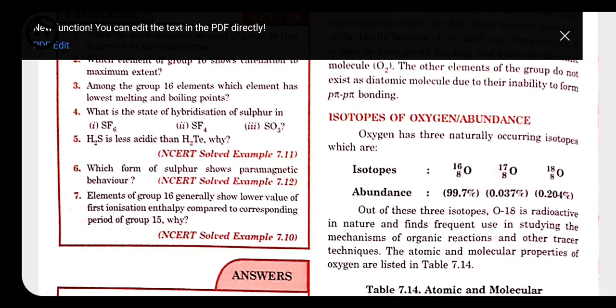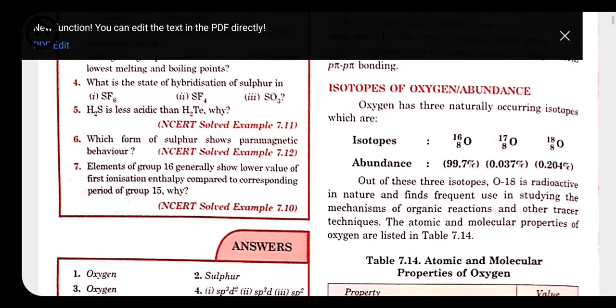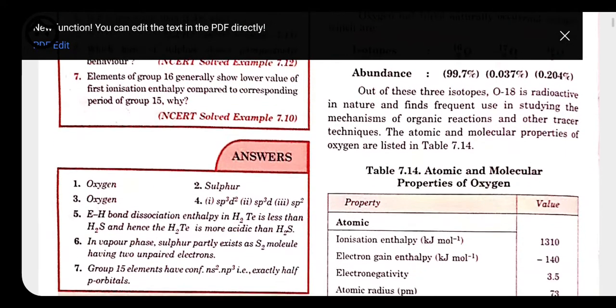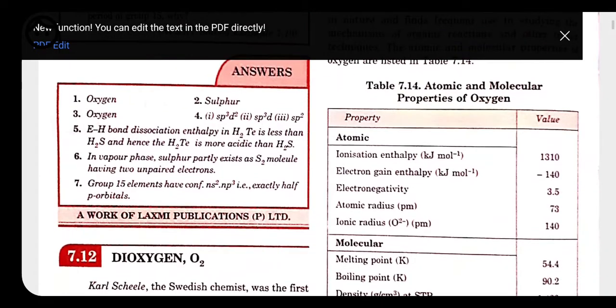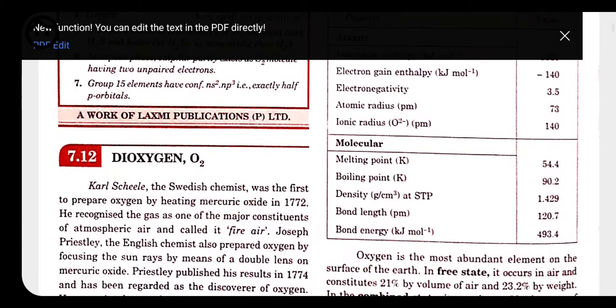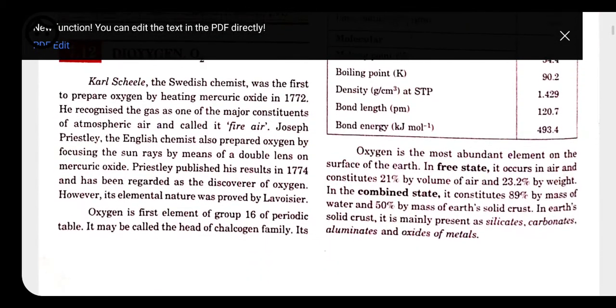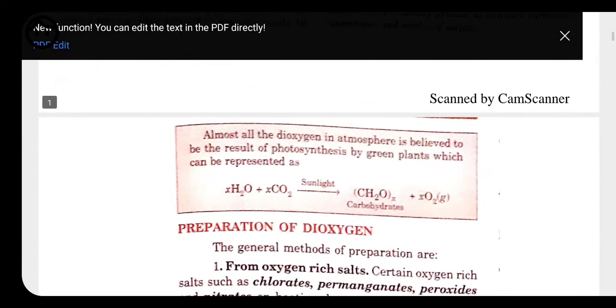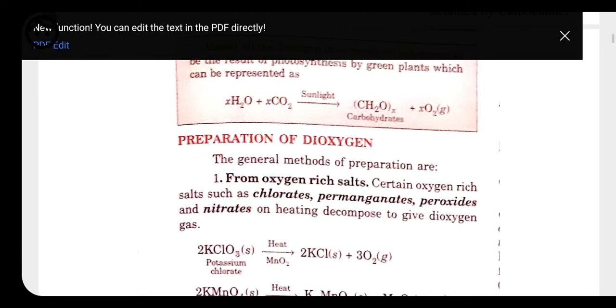Okay, so these have different uses. This O18 is radioactive in nature and finds frequent use in studying the mechanism of organic reactions and other tracer techniques. Here a few of the molecular and atomic properties of oxygen are given. Atomic number, we know the atomic number of oxygen is 8. Ionization enthalpy, electron gain enthalpy, these are all given, which we will be discussing one by one. First we will have the preparation method.